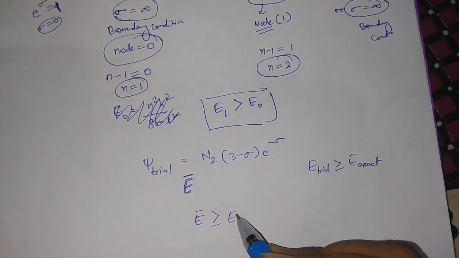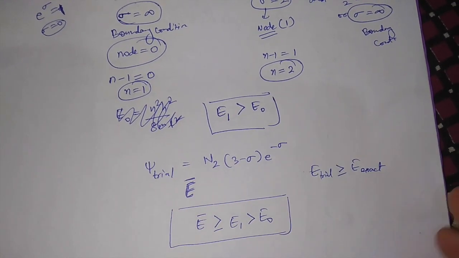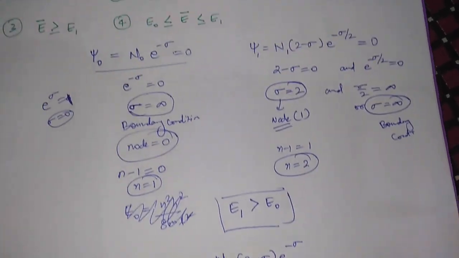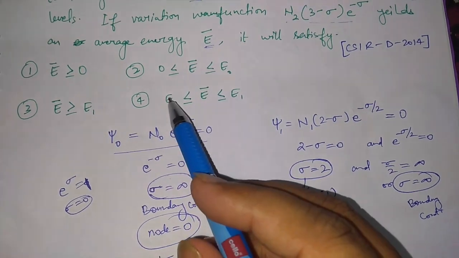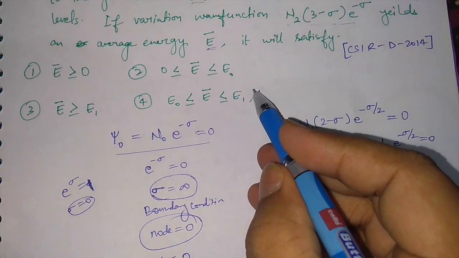So E1 is greater than E0. So this is the relation which you are getting, like E0 is the smallest one and E bar is the highest one. Let's see in which option you are getting that. So E0 is the smallest one over here, but E bar is not the highest one over here. So this is not our correct option. Okay, so this is not our correct option.